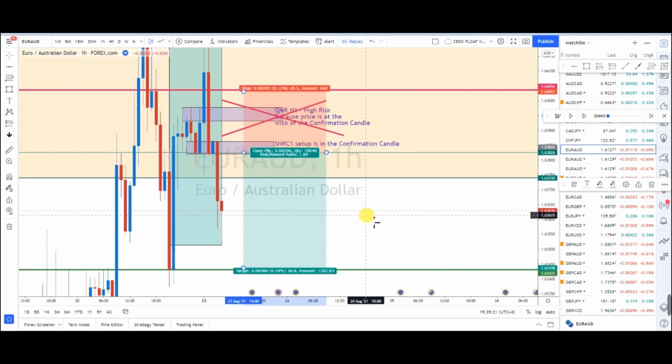So now our risk reward is good, because the reward is higher than the risk. So this is the first TP that you can put.